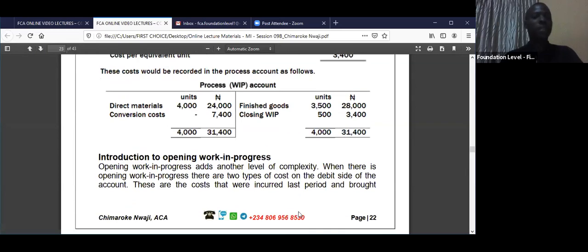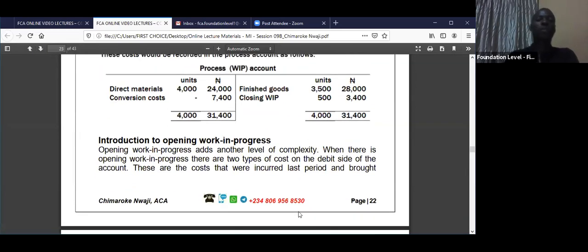Okay, that was for closing work in progress. So let's look at opening work in progress. You'll be wondering, closing work in progress is supposed to be opening work in progress in the next period. So why are we considering it? Opening work in progress adds another level of complexity.